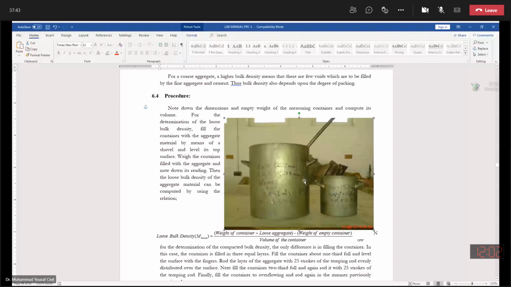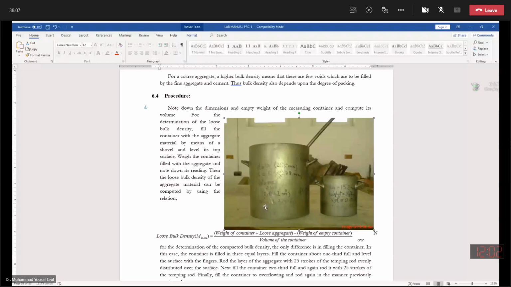So the same, it means for one layer you will apply 50 jerks, 25 on one side, 25 on the other side. So total 50 jerks will be applied on each layer. Then you will fill the second layer.